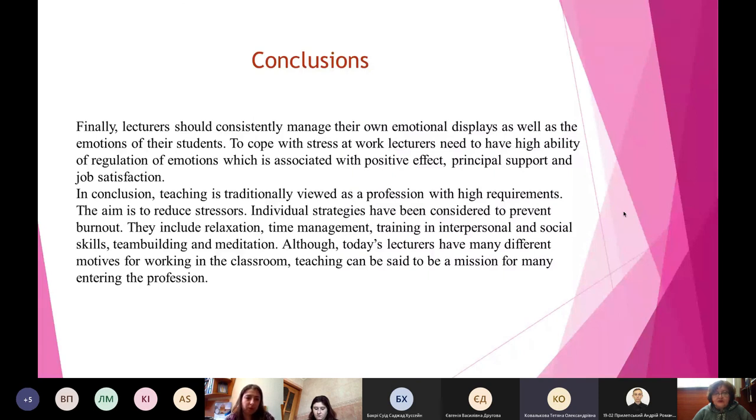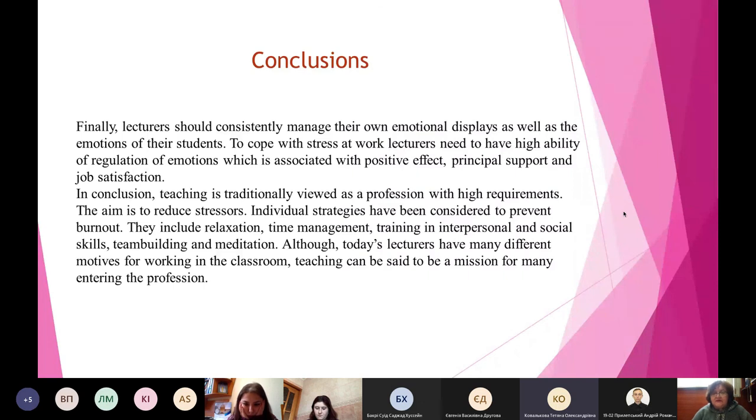Although it is important to mark that the majority of lecturers are not stressed, overloaded, or burned out. Nevertheless, the great majority of lecturers are pleased, rapt, and find their work satisfying. However, the negative aspects of teaching have dominated. So lecturers need to regulate emotions, which helps them to be more effective in achieving academic goals, building high-grade relationships with leaders, and maintaining good discipline practices. So finally, lecturers should consistently manage their own emotional displays as well as the emotions of their students.